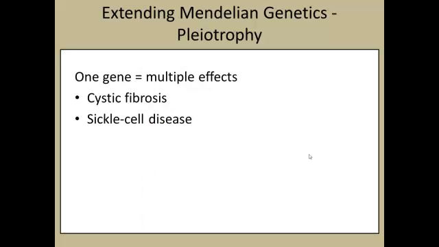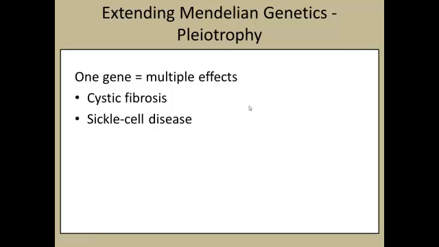Let's go over another term, pleiotropy. This is where one gene causes multiple effects in the organism. Humans have two examples of this. In cystic fibrosis, a gene for mucus protein produces extra thick mucus. It is hard for the cilia in the body to move it out.